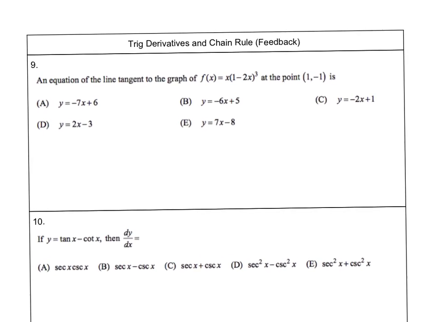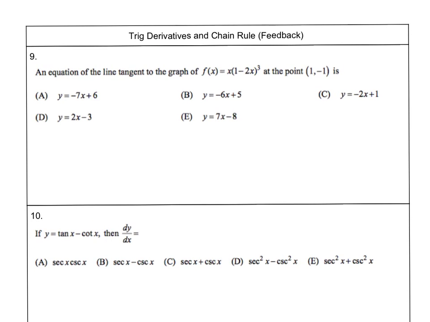The last section we're doing today is going to be trig derivatives and chain rule. This is a feedback only section. And this has to do with problems that might involve the chain rule as you go. Okay, for an equation for a tangent line, we know we need the derivative. We have the point already, so that's going to be good.